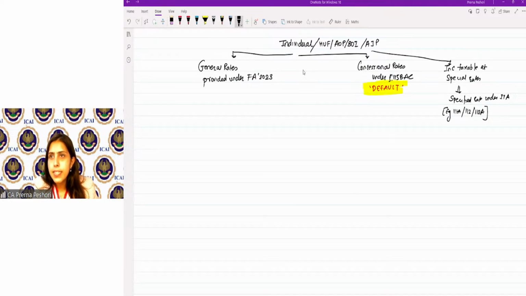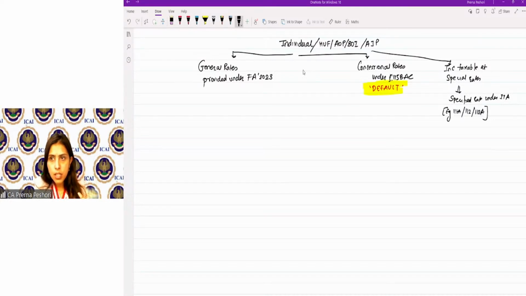Now, what does 115 BAC say? This is fine. Now, 115 BAC will say that these are the typical tax rates which are applicable to an individual or an HUF. So it says, notwithstanding anything contained in this Act, but subject to the provisions of this chapter, the income tax in respect of total income of a person, which is individual, HUF, AOP, BOI, or artificial juridical person. Until last year, this provision of 115 BAC was only applicable to individual or HUF. This year onwards, it is being extended to even AOP, BOI, and artificial juridical person.